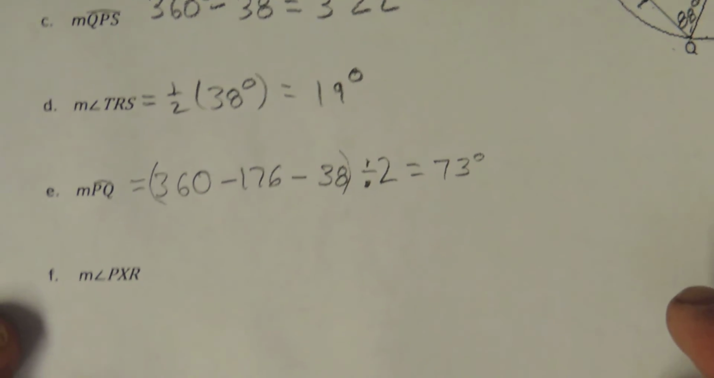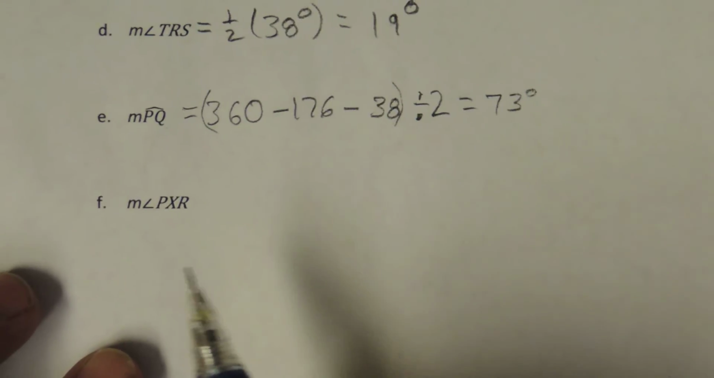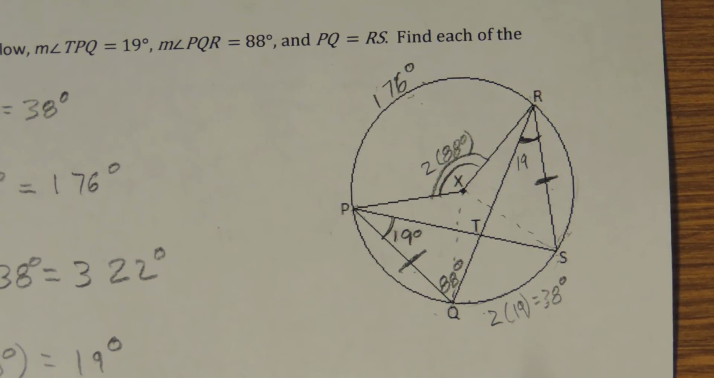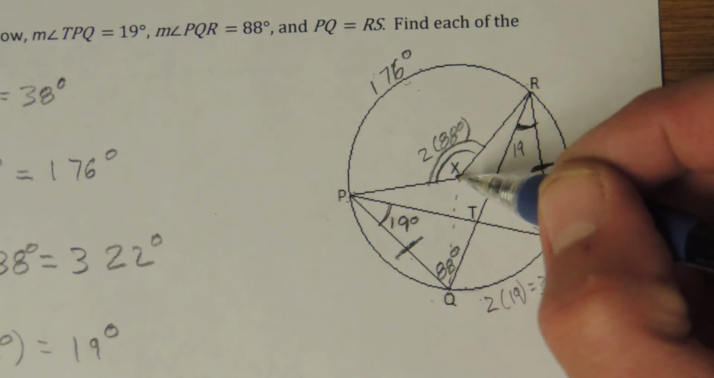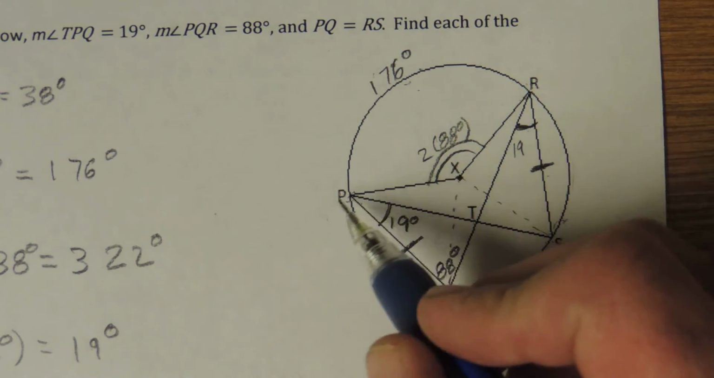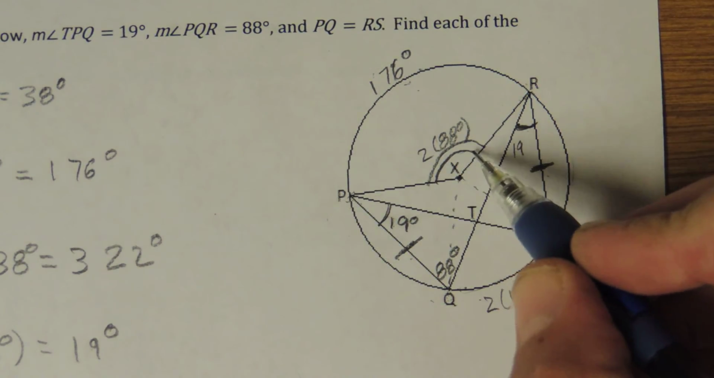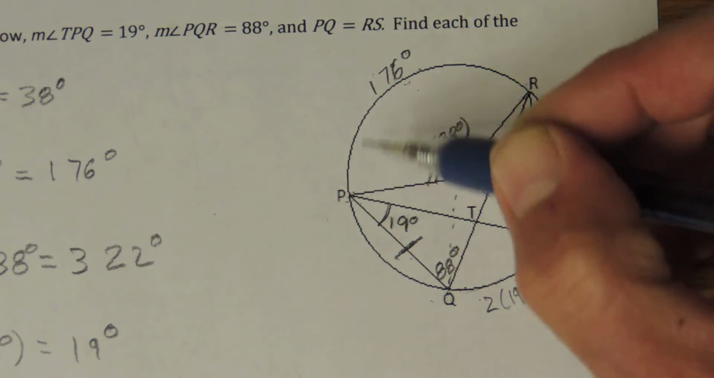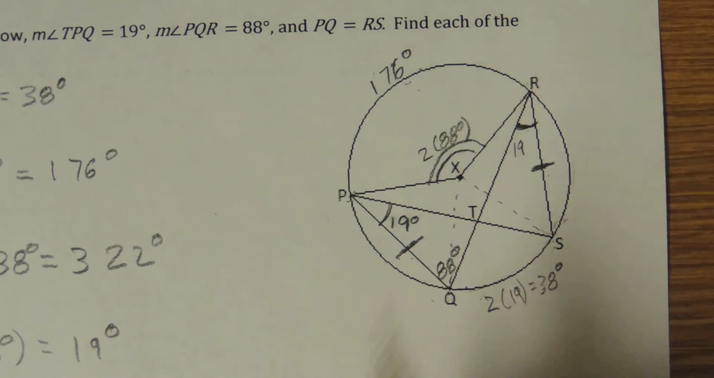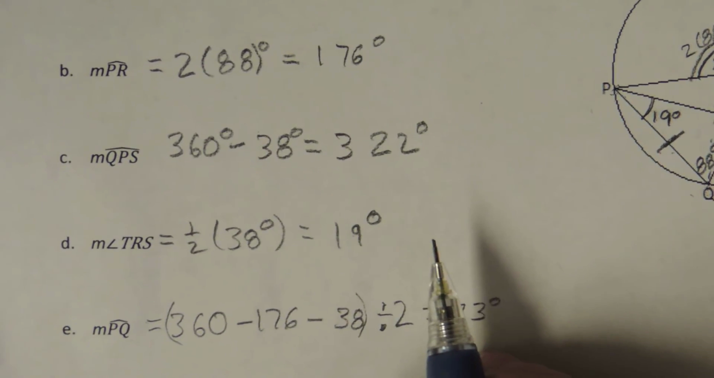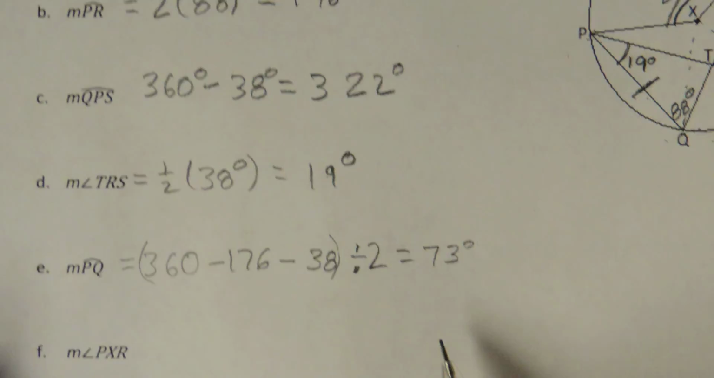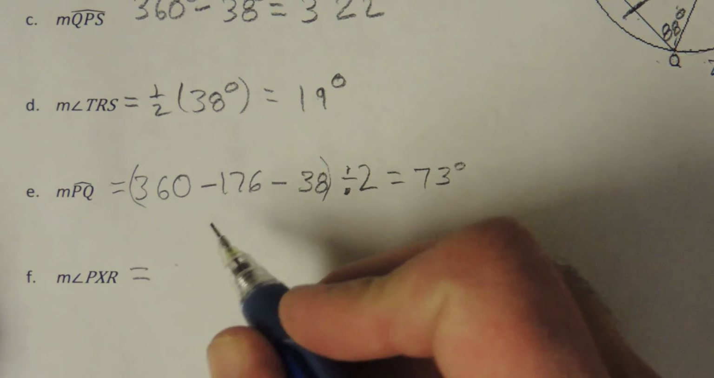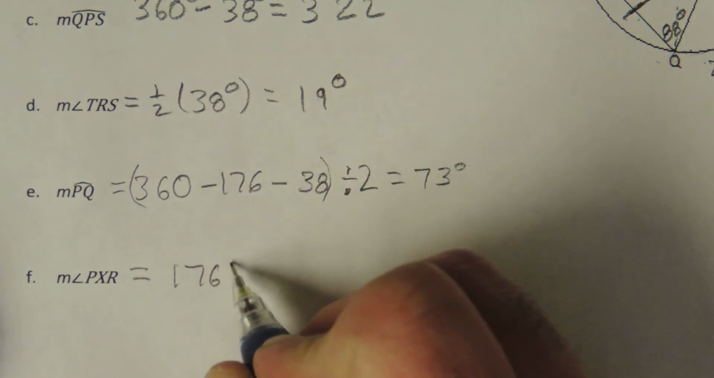Okay. Lastly, measure of angle PXR. So I'll go back to my picture again. PXR. That's this central angle that I did earlier to find the arc PR. Central angle is the same as the arc. PR was 176. So I know that the measure of the central angle is 176 degrees also.